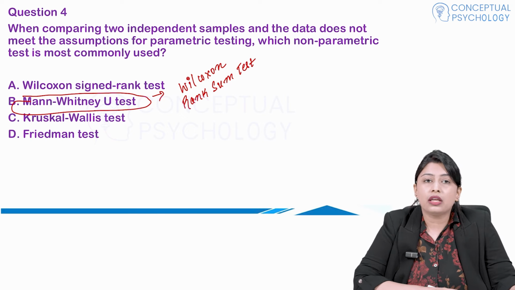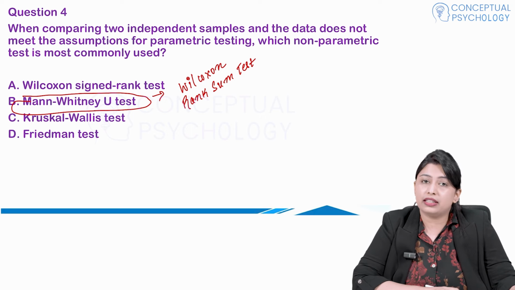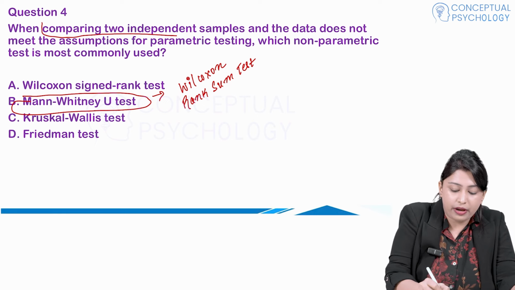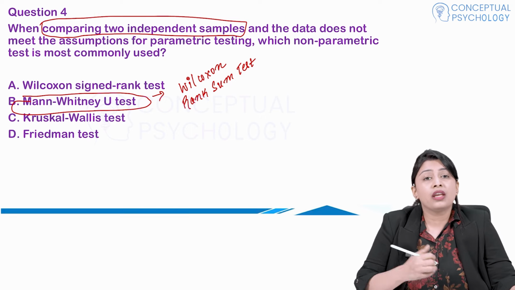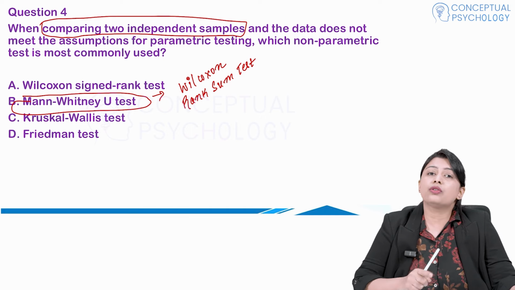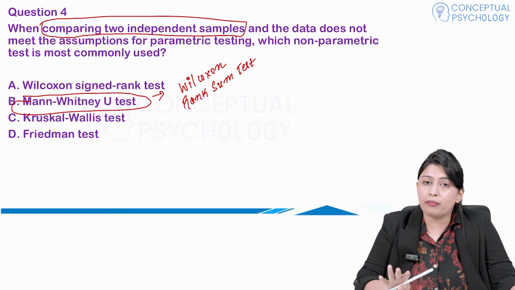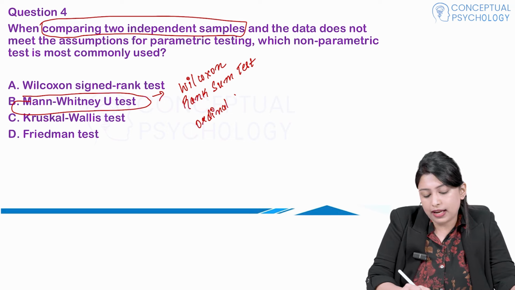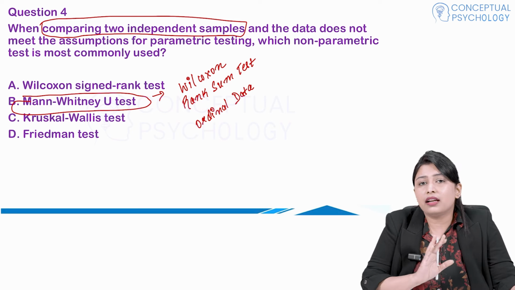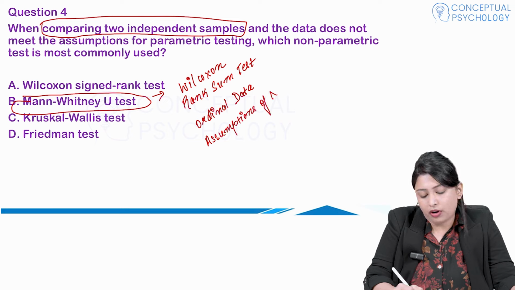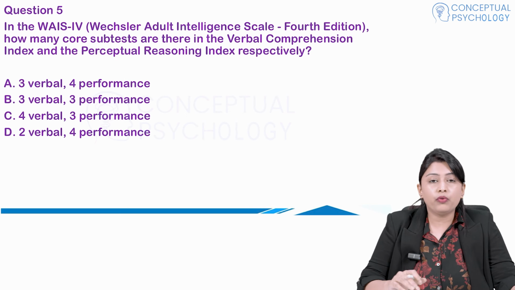Now, why is this the correct option? Because it is the most commonly used non-parametric test for comparing two independent samples. So it helps in comparing two independent samples. This test is the non-parametric alternative to the independent sample t-test, and it is also used when data does not meet the assumptions of normality, or when dealing with ordinal data. Moving on to the next question.